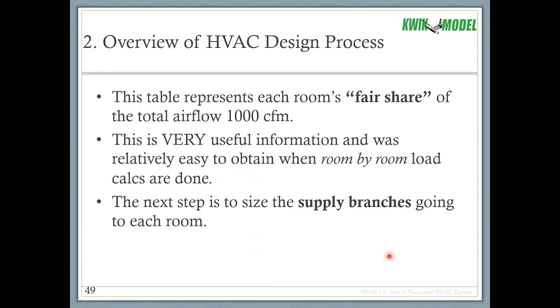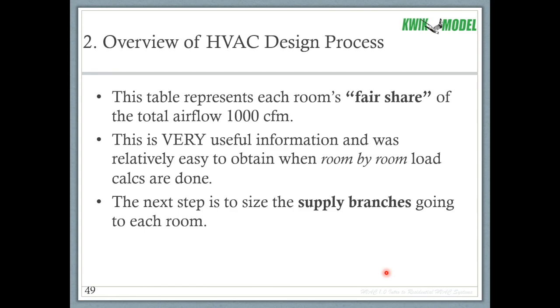So this table that we just filled out is each room's fair share of the total, which is 1000 CFM. This is very useful information. This is how much each room needs to be comfortable. This is each room's fair share of the air. Okay, and the only way you can really do this accurately is if you have these room by room load calculations. If all you had was a block load, you wouldn't have those numbers and you wouldn't be able to figure out how much air needs to go to each room.